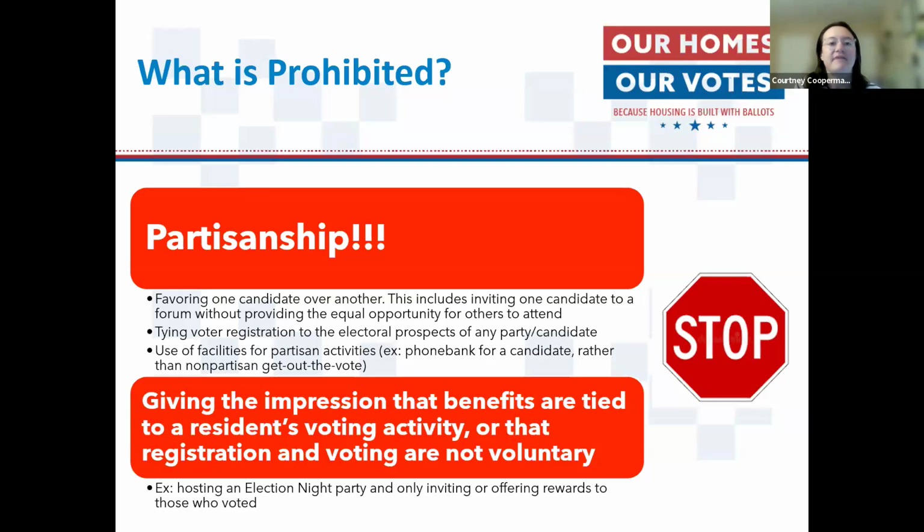HUD-funded agencies also can't give the impression that benefits are tied to a resident's voting activity or otherwise indicate that registration and voting are not voluntary. All of these steps are really intended to facilitate access to voting and help residents overcome obstacles, not to coerce anyone into voting or to tie any benefits to voting. So for example, a HUD-funded agency cannot host an election night party and only invite or offer rewards to those who voted. All residents would need to be invited.